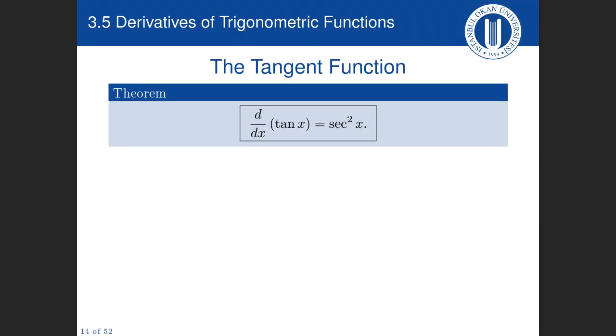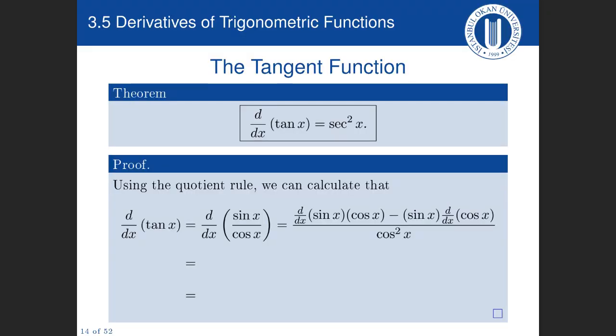So that's sine and cos, but there are 6 trigonometric functions. The next one we should look at is the tangent function. And I'm going to tell you the formula first. The derivative of tan x is equal to sec squared x. Let's prove this. We can prove this using the quotient rule. Why? Because tan just means sine divided by cos. We know the derivative of sine, we know the derivative of cos, and we know how to do the derivative of a function divided by a function.